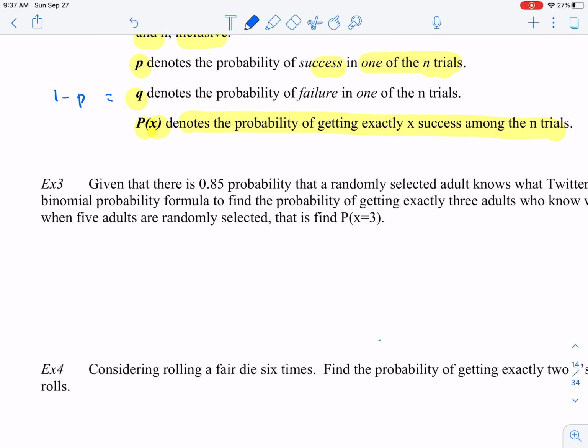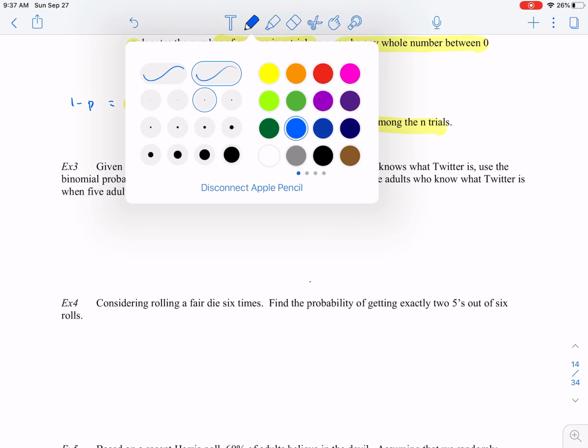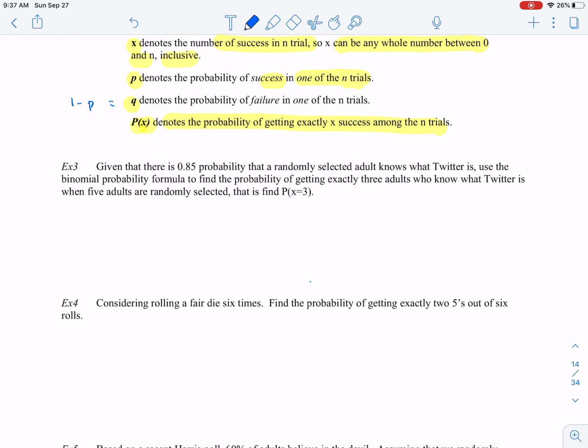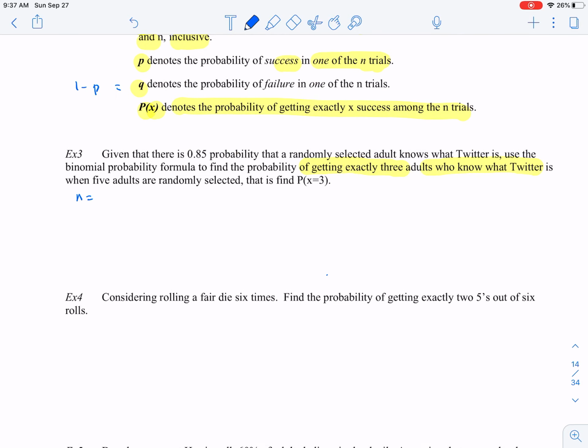So let's apply that formula in this next example. Given that there is a 0.85 probability that a randomly selected adult knows what Twitter is, use the binomial probability formula to find the probability of getting exactly 3 adults who know what Twitter is when 5 adults are randomly selected. That is, find P of X equals 3. So we want to find the probability of getting exactly 3 adults who know what Twitter is out of any random 5 people.